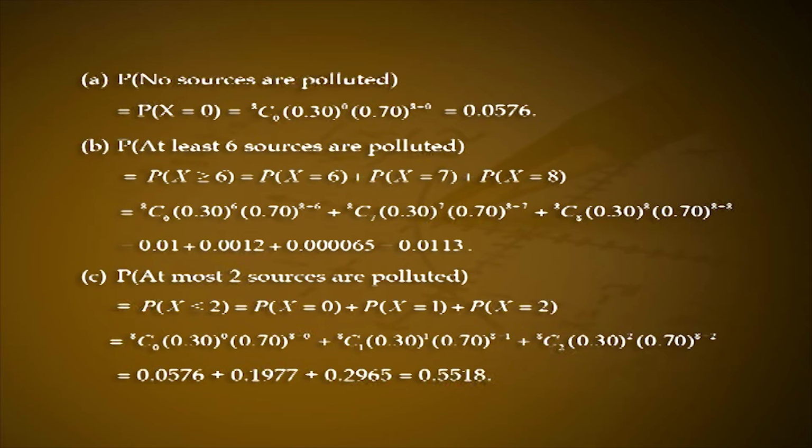0.0576 plus 0.1977 plus 0.2965, that is 0.5518. Problem 4. An examination with 16 multiple choice questions having 4 choices, out of which one is right, is conducted.